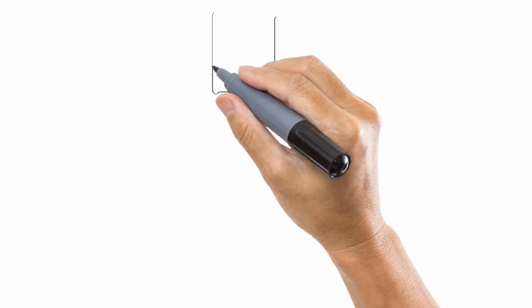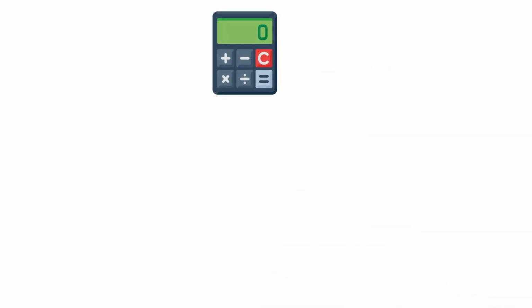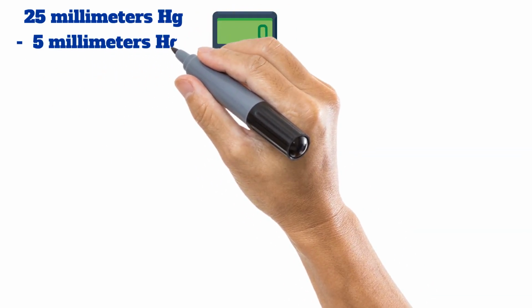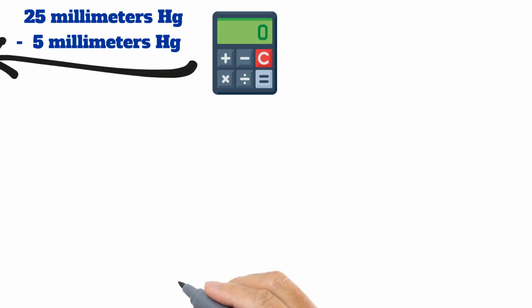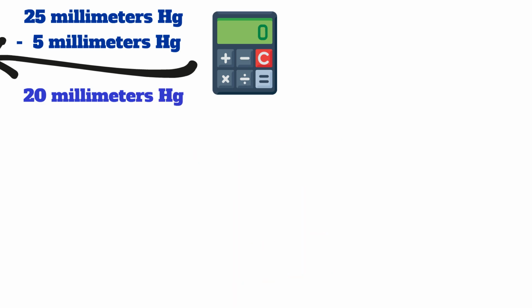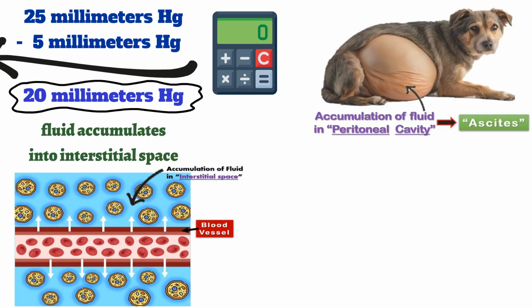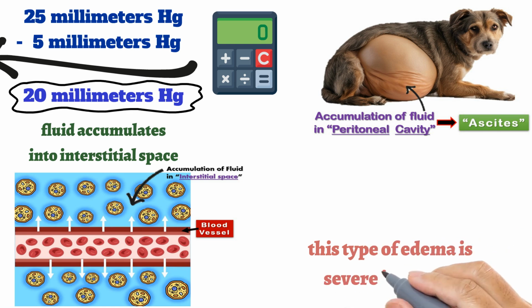So it leads to the final net calculation. There would be 25 mm of mercury minus 5 mm of mercury, which gives 20 mm of mercury. Therefore, at the rate of 20 mm of mercury, the fluid accumulates in the interstitial space. That's why this type of edema is severe in nature.